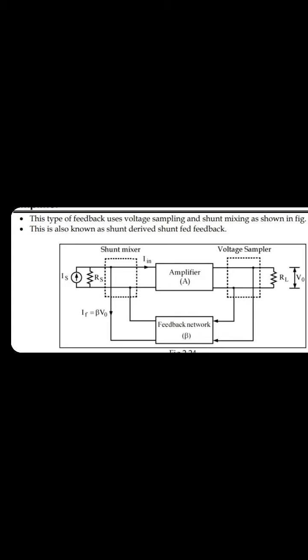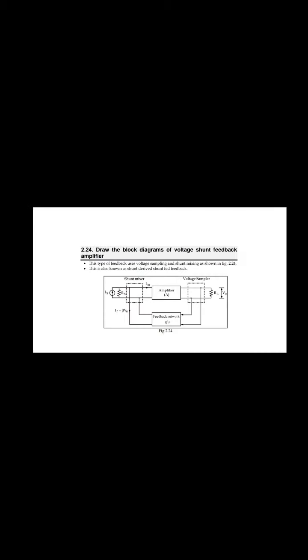The input side is a current source. Here we took Is in parallel with Rs. This is the input source. This is the block diagram of the voltage shunt amplifier.